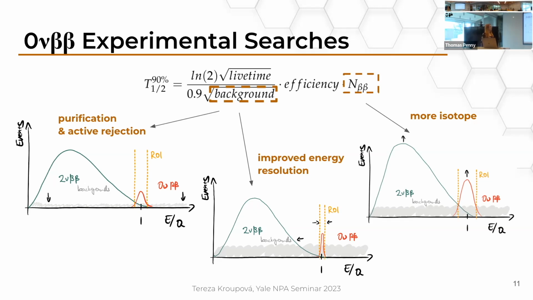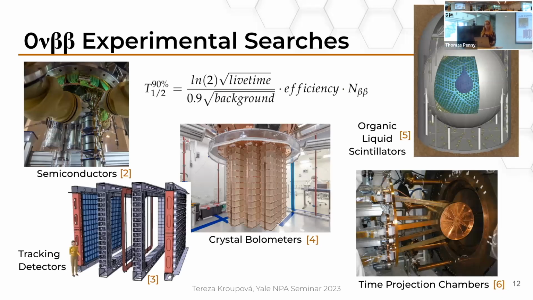And finally, the isotope one is kind of self-explanatory. You get more isotope, you get more decays. Some of this scales the background as well, depending on whether more isotope means just that isotope with no correlated backgrounds, or if you're introducing more backgrounds in the process as well. And of course, you're scaling the 2 neutrino background in this case as well. So all of these strategies are explored by various experiments.